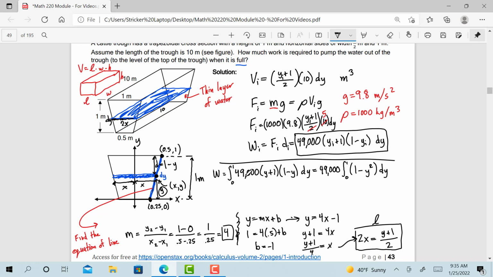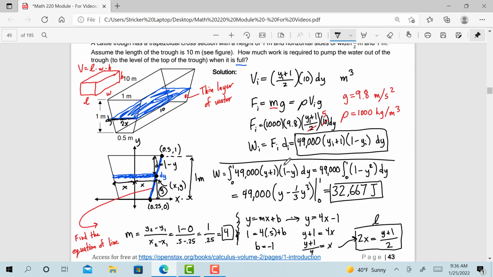And then you just integrate. It's what we know about integrating. We get 49,000 times y minus 1/3 y cubed, going from 0 to 1. And if you work that out, this comes out to about 32,667. And what are the units of work when we're in the metric system? Joules. So there is your answer.